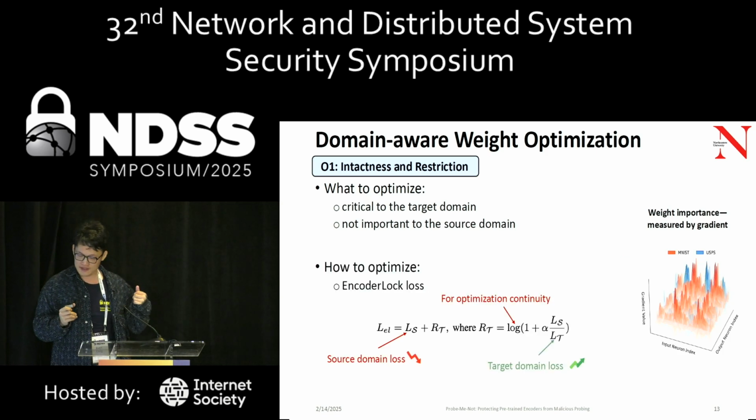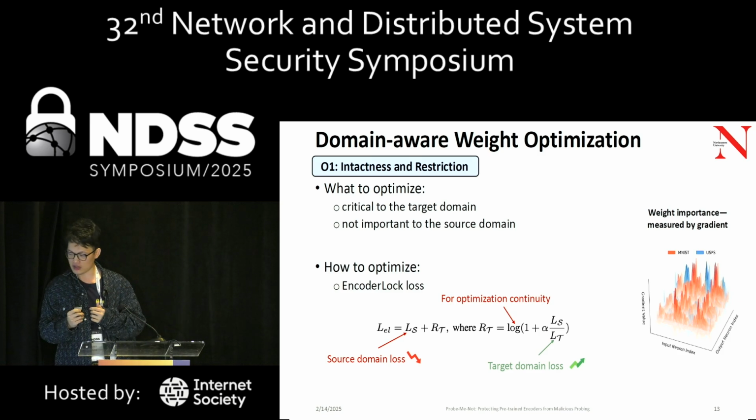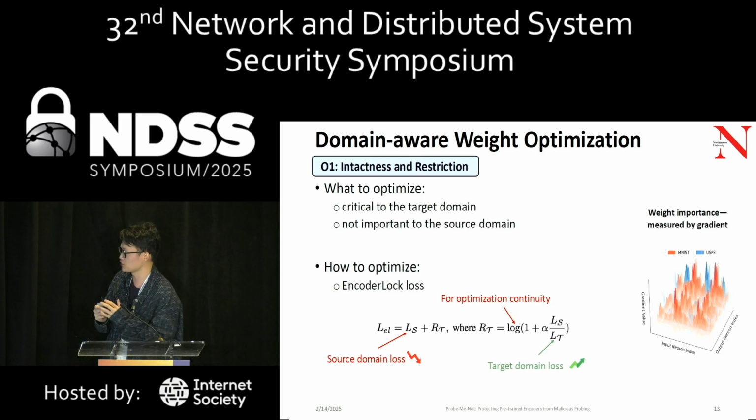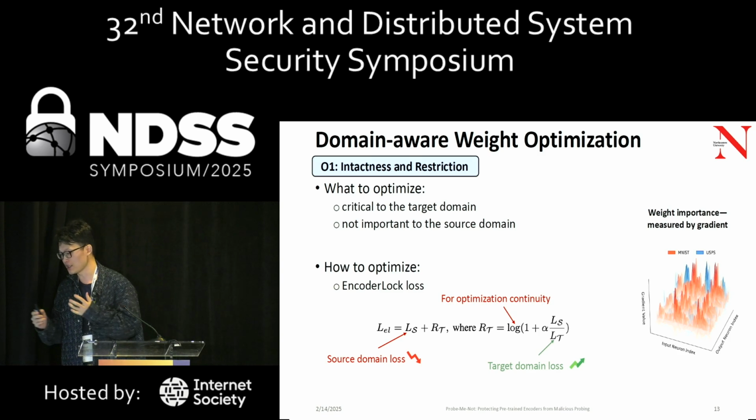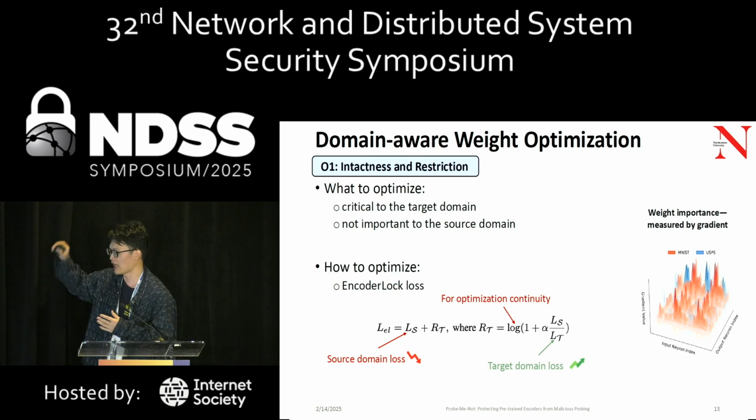And the second question is how to optimize it. So we have a new loss called encoder locker loss, which is defined as two terms. The first is the original loss for source domains. We try to make sure it's very low so that the performance on the source domains stays good. And the second is this regularization term. With this regularization term, we try to make sure the target loss is high.